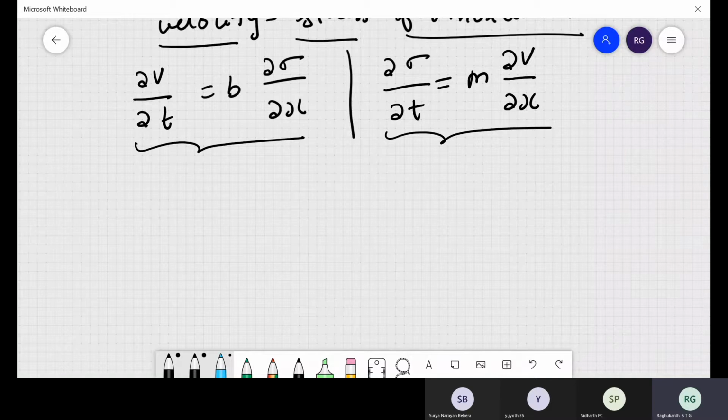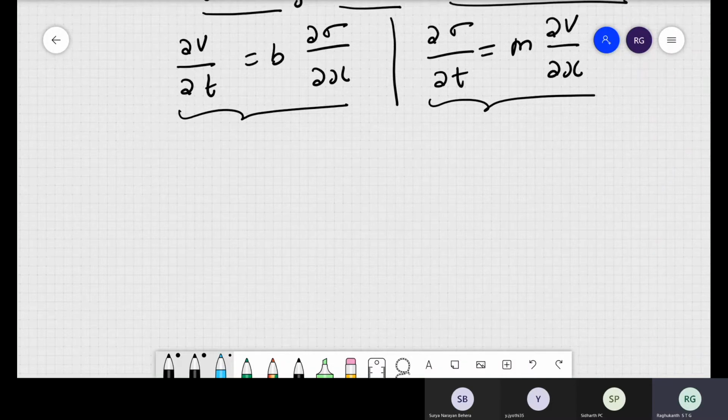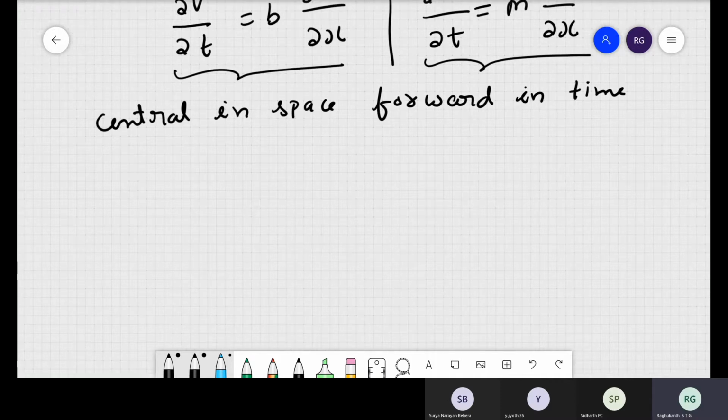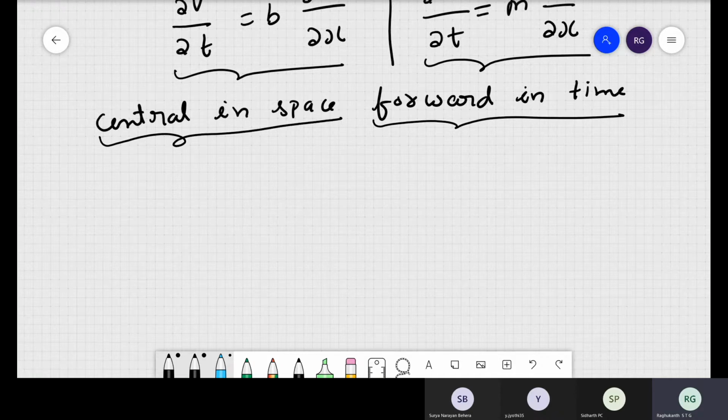Just for quick information, or maybe as a simple way to know how to check the stability, let us take central in space, forward in time. We have not used this one, but just to see the stability, because the scheme is unstable. Wherever you see a time derivative, we are taking forward difference. Wherever you see a spatial derivative, we are using a central difference. Of course, we have used central in space, central in time also. That is stable. But what happens actually, this is an unstable scheme.